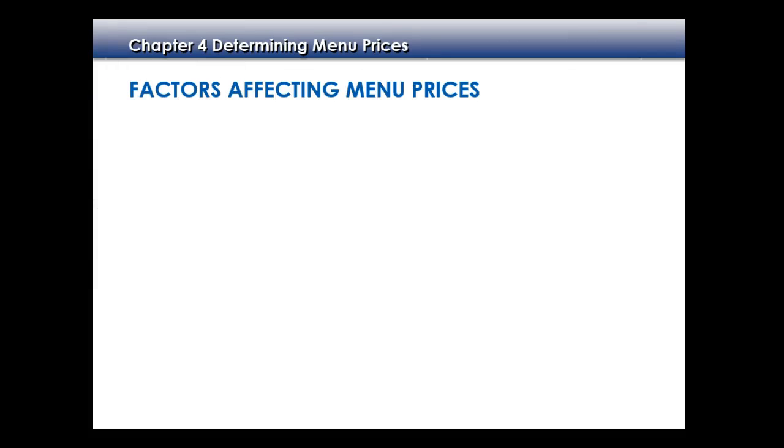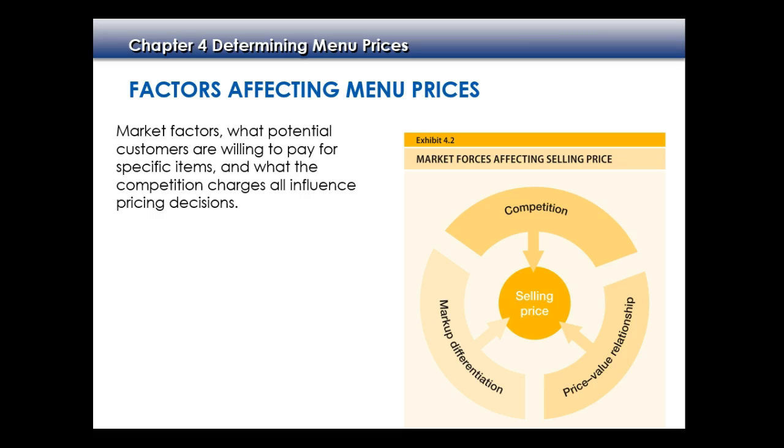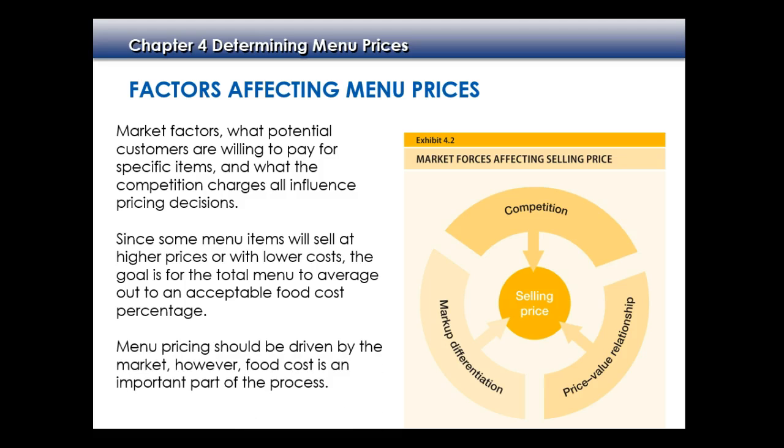So, some factors affecting menu prices. As you see on this exhibit here, you have the competition, the price-value relationship, and then the markup differentiation, all of which make up the selling price. Market factors are what potential customers are willing to pay for a specific item, and what the competition charges, all of which influence the pricing decisions. Some menu items you will sell at lower prices or with a lower cost. The goal is for the total menu to average out to an acceptable food cost percentage.